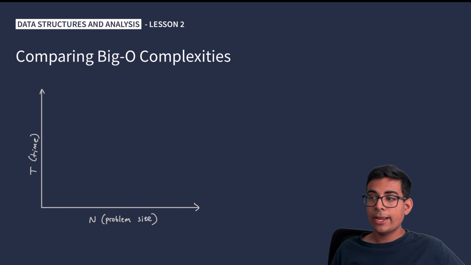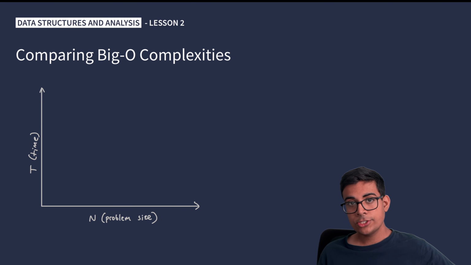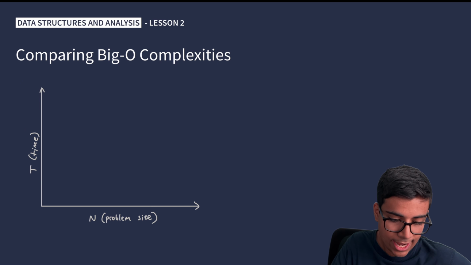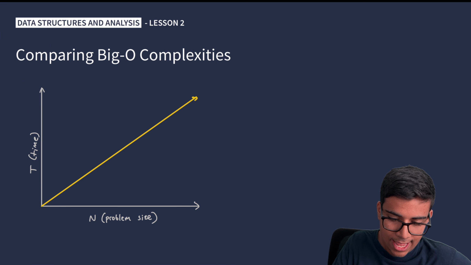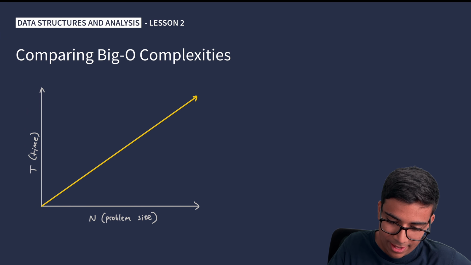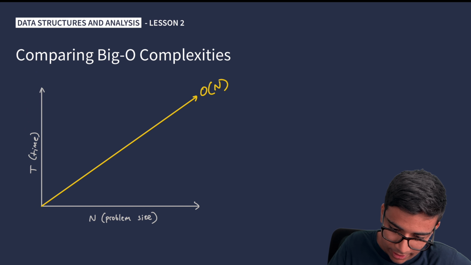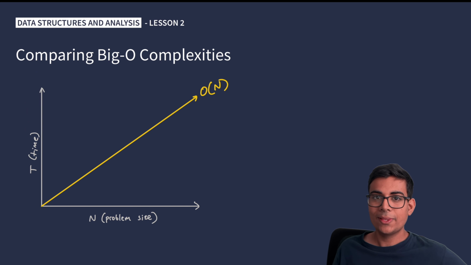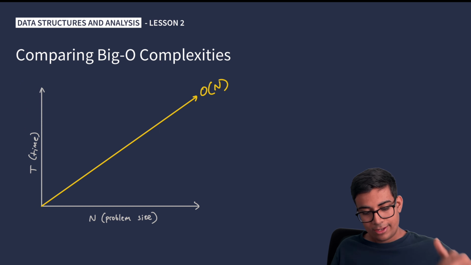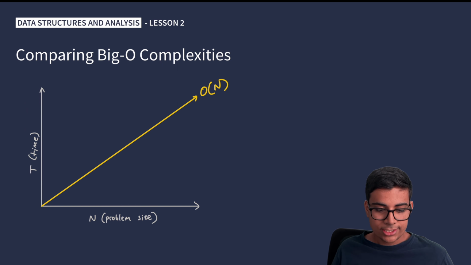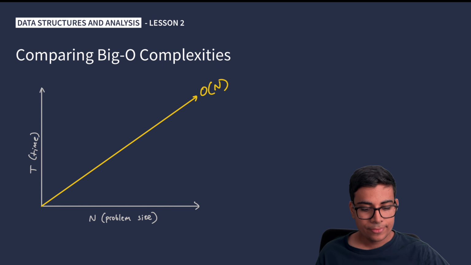So if I'm comparing my big O complexities, the first thing you might have is simply a very nice straight line, just like that. And this is going to be O of n. You may have guessed that, because this is a linear relationship between our problem size, or number of inputs, and the time it takes to run.